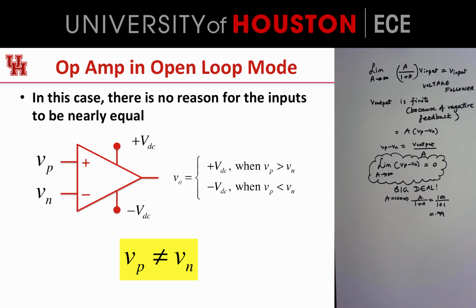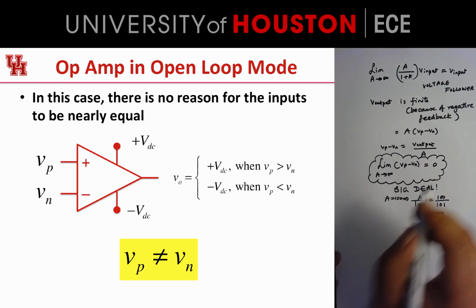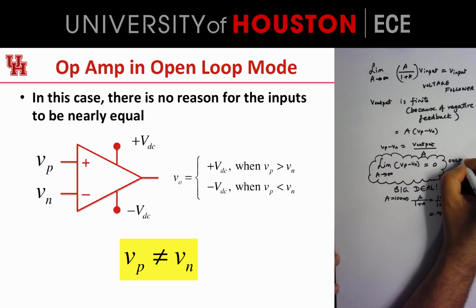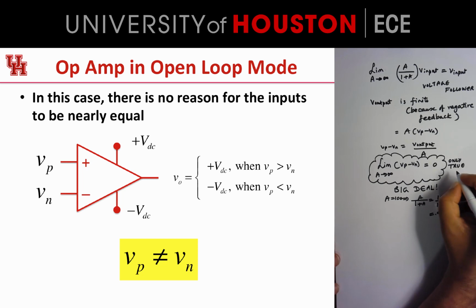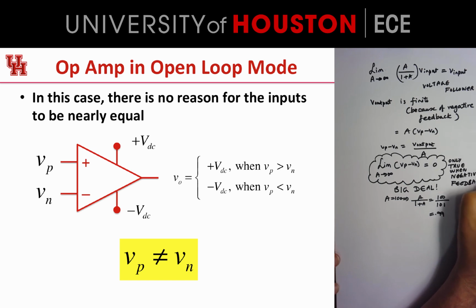Now if an op amp is in voltage comparator mode, the one we just talked about, then I just want us to remember that this theorem doesn't apply. In other words, this theorem is only true when negative feedback is there. Otherwise, there's no reason for Vp and Vn, the two inputs, to be identical.